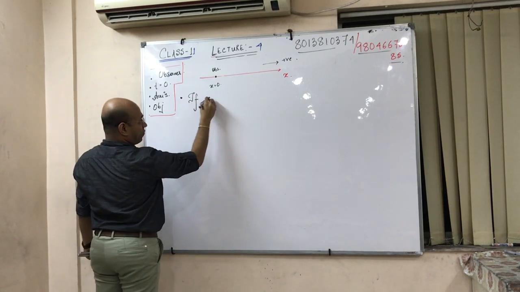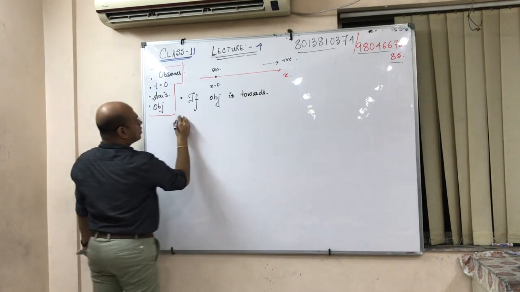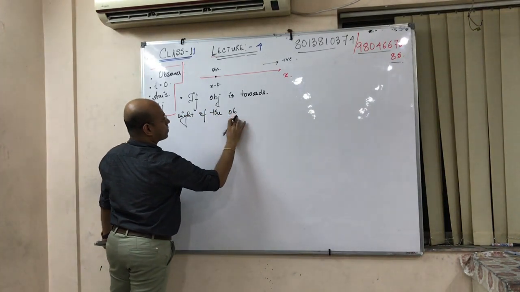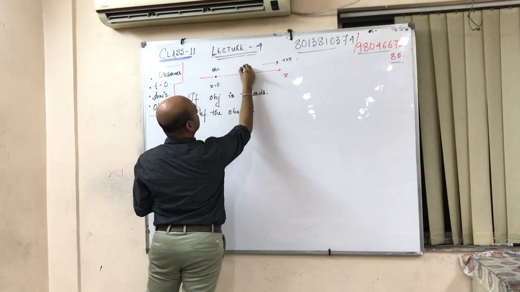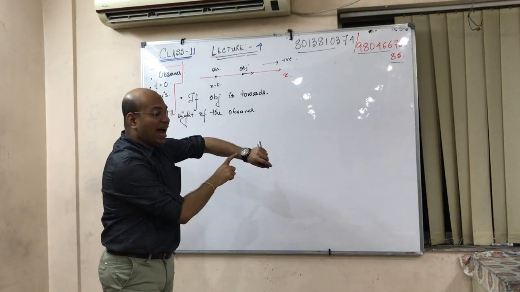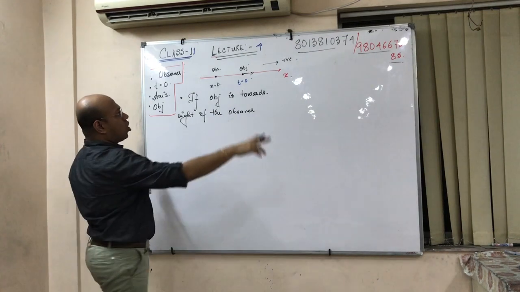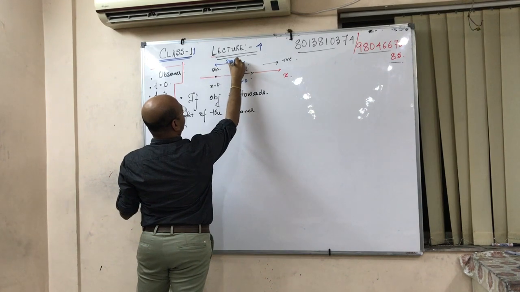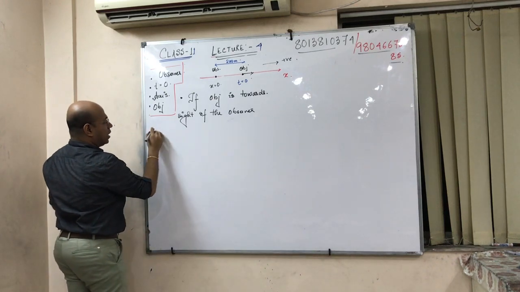Now if the object is towards the right of the observer. Suppose the object is over here and it is moving in this way. At t equal to 0, suppose the object is over here. Let's say the separation between them is 200 meter. So how do you write the same?